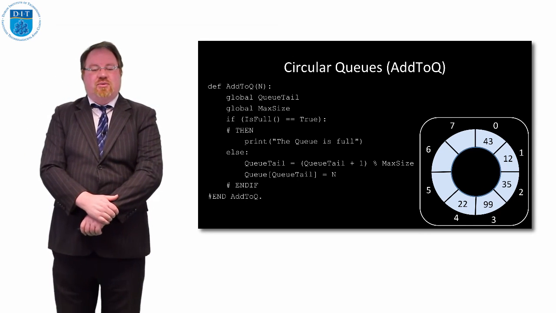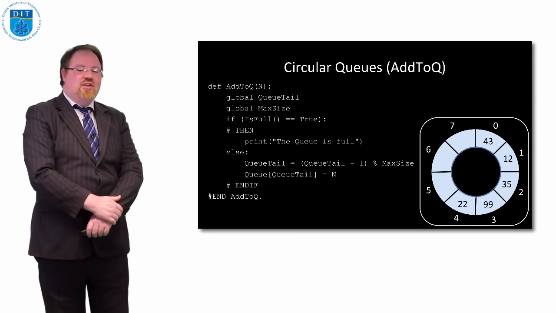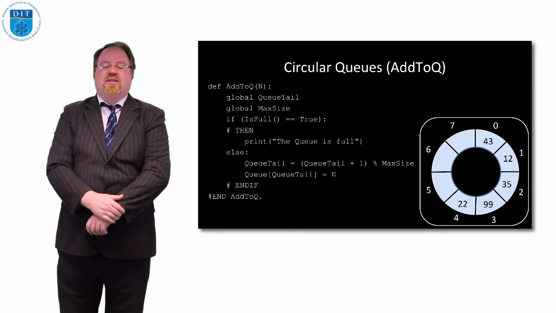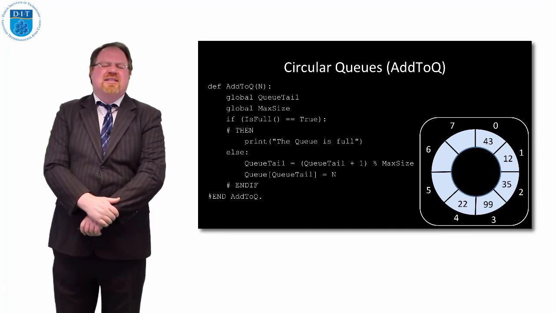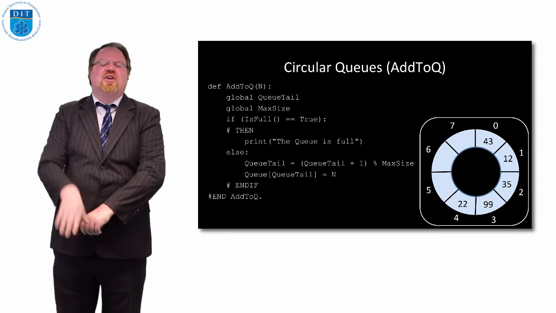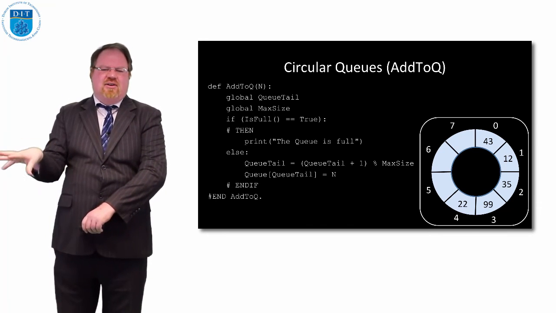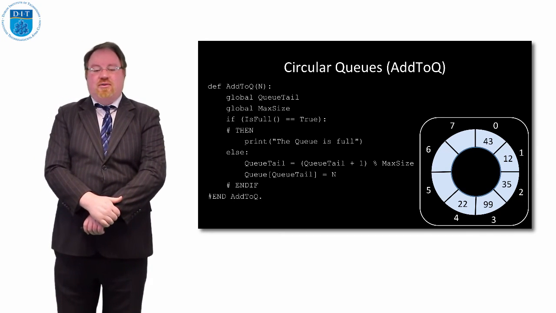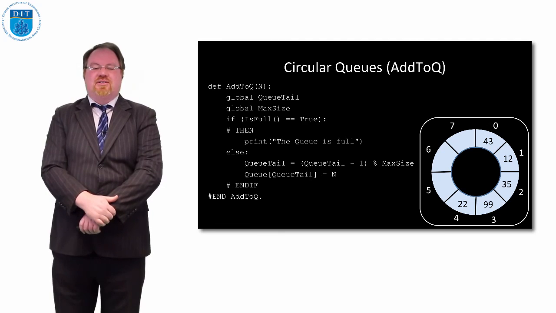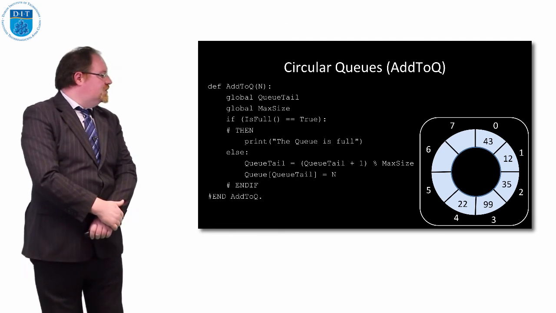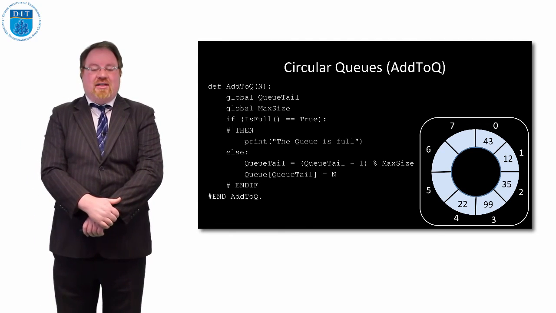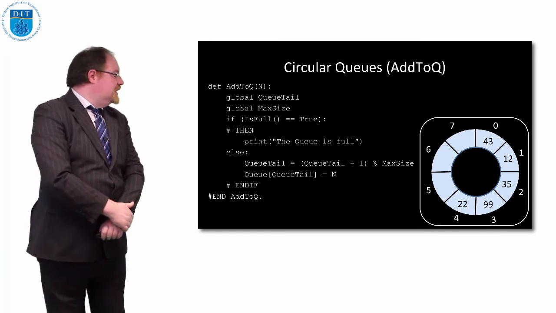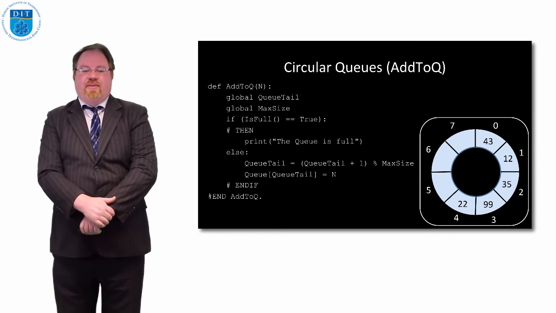How do we add to the queue? Well, what are we changing when we add to the queue? We're changing where the queue tail value is. We're also getting the max size. The max size is not going to change, but it's good practice to declare that as global anyway. And what are we going to do? If the queue is full, we can't add to the queue, so we just print out a message saying the queue is full. Otherwise, whatever value we want to add in, we add 1 to the tail, and then we write that value into the new position.